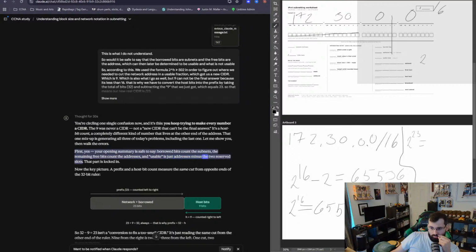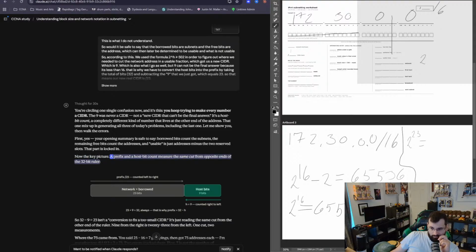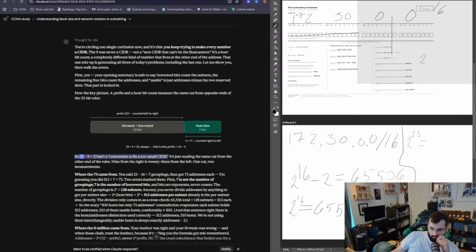is just addresses minus the 2 reserved slots. That part is locked in. Now the key picture. A prefix and a host bit count measure the same cut from opposite ends of the 32-bit ruler. So 32 minus 9.